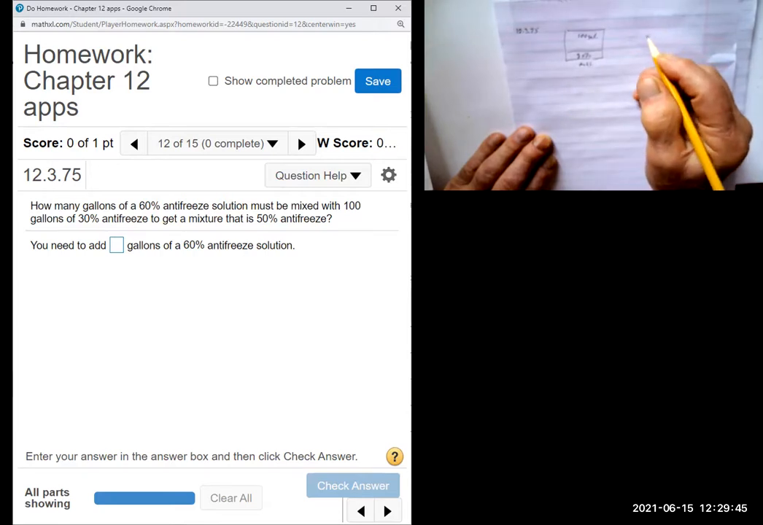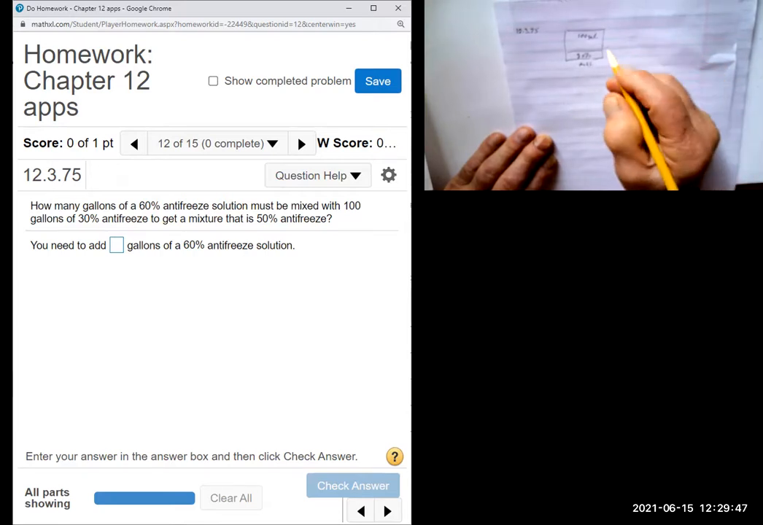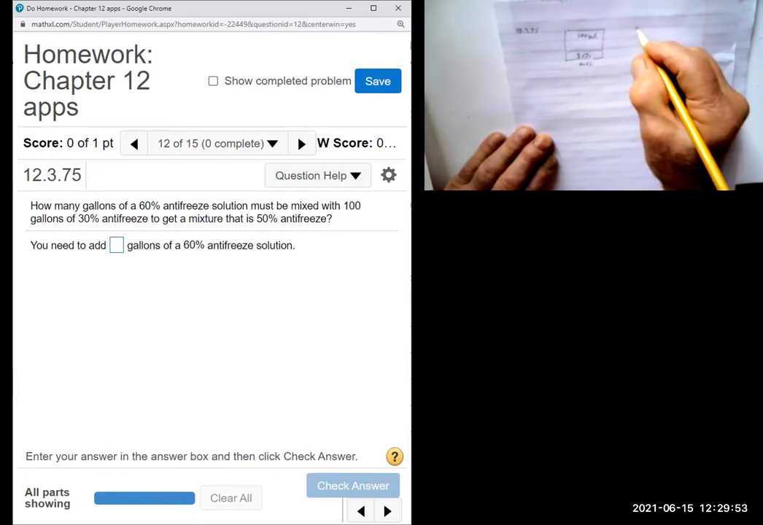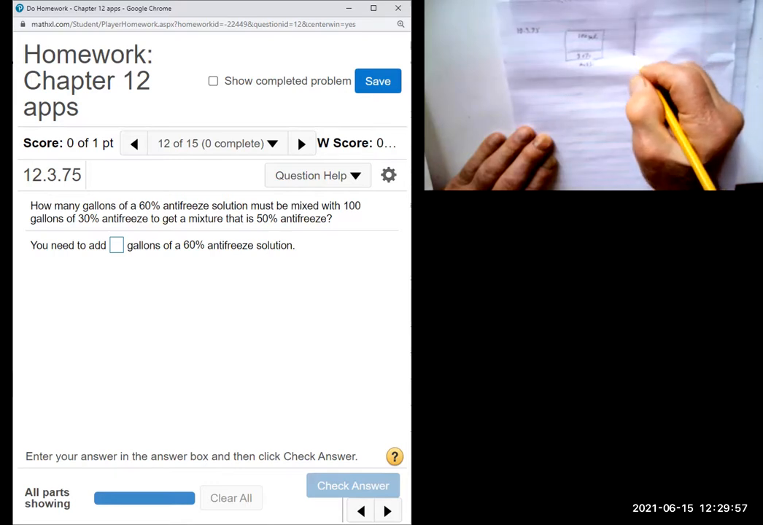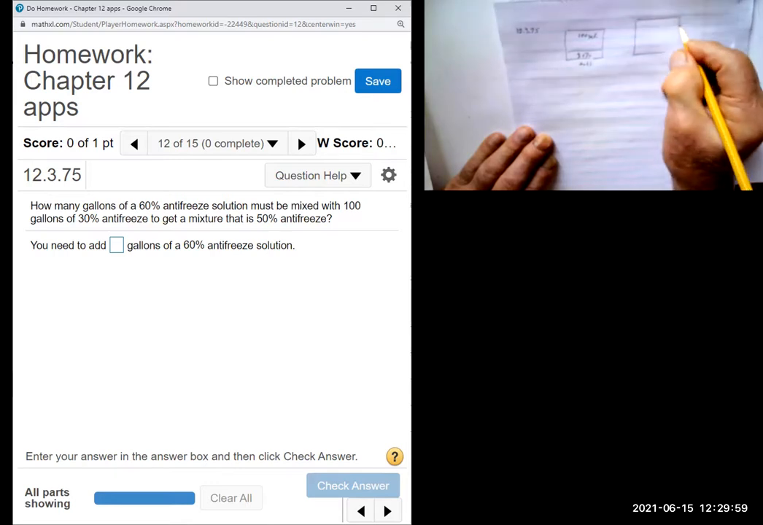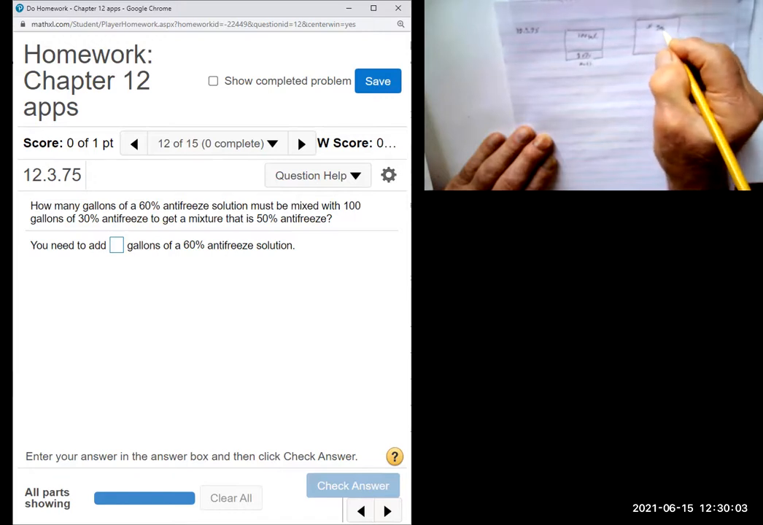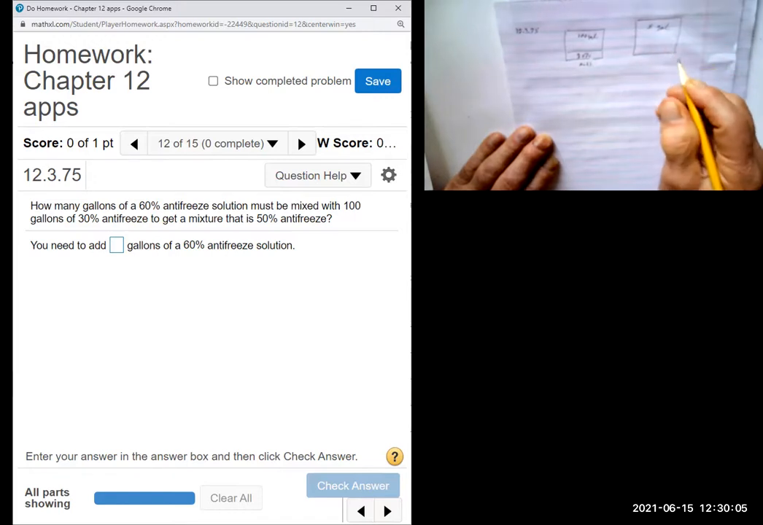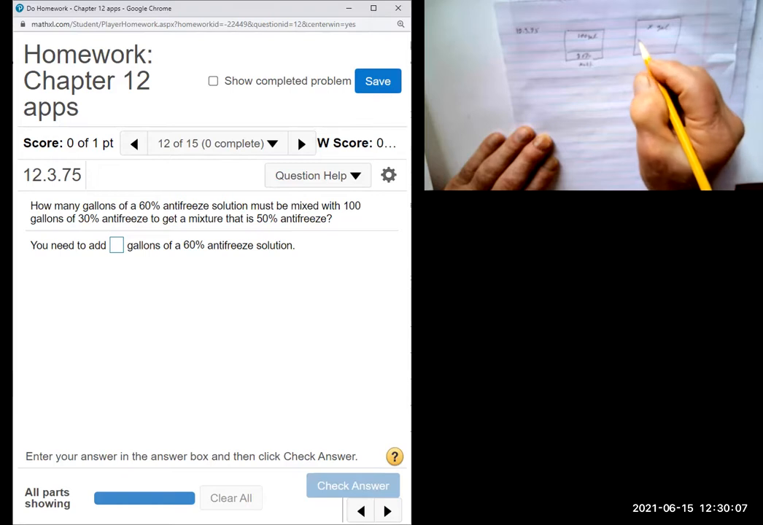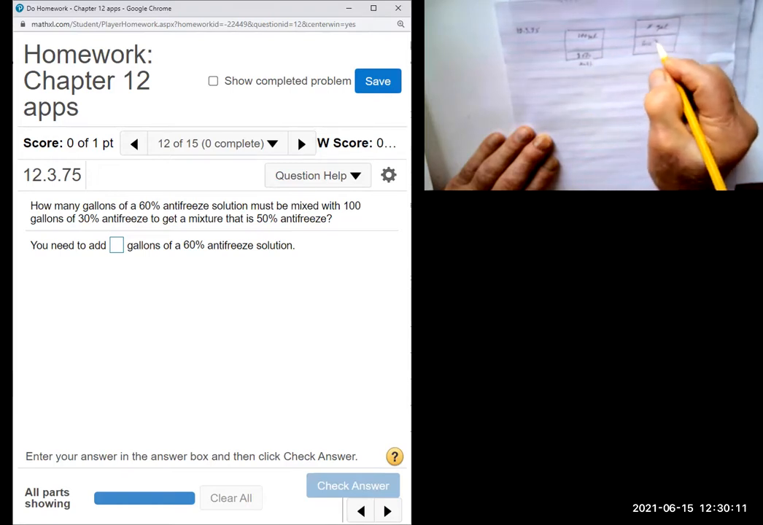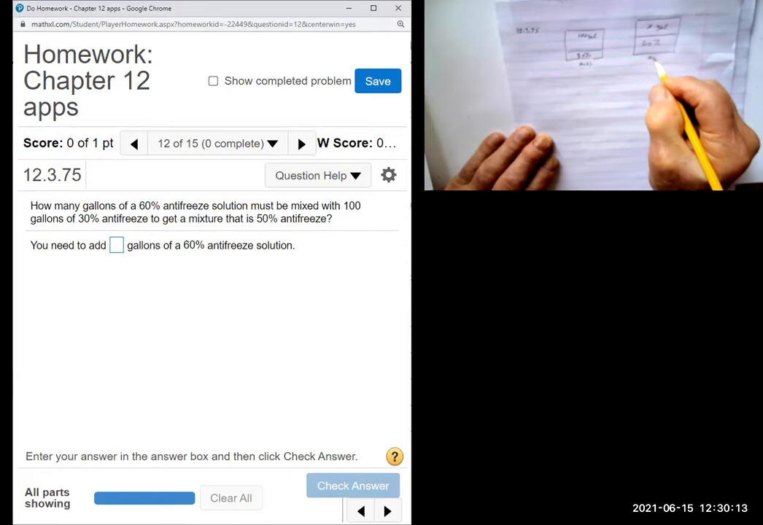And we're going to add how many gallons of 60% antifreeze? So I've got another container, and I don't know the size of this container, but we're trying to find out how many gallons. So we're going to say it's X gallons. This has a stronger concentration. 60% is antifreeze.